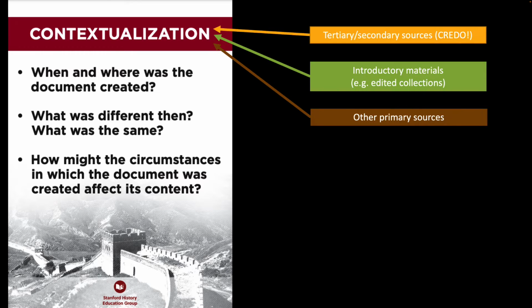And finally, if you find a primary source through, say, a published collection, that published collection will usually have some sort of introductory material, say an introduction in a book, or introductory paragraphs in front of the excerpts of the primary sources that you're reading. And those introductory materials oftentimes include a lot of contextualization, a lot of information about the historical context, about the time and place when the thing was created.